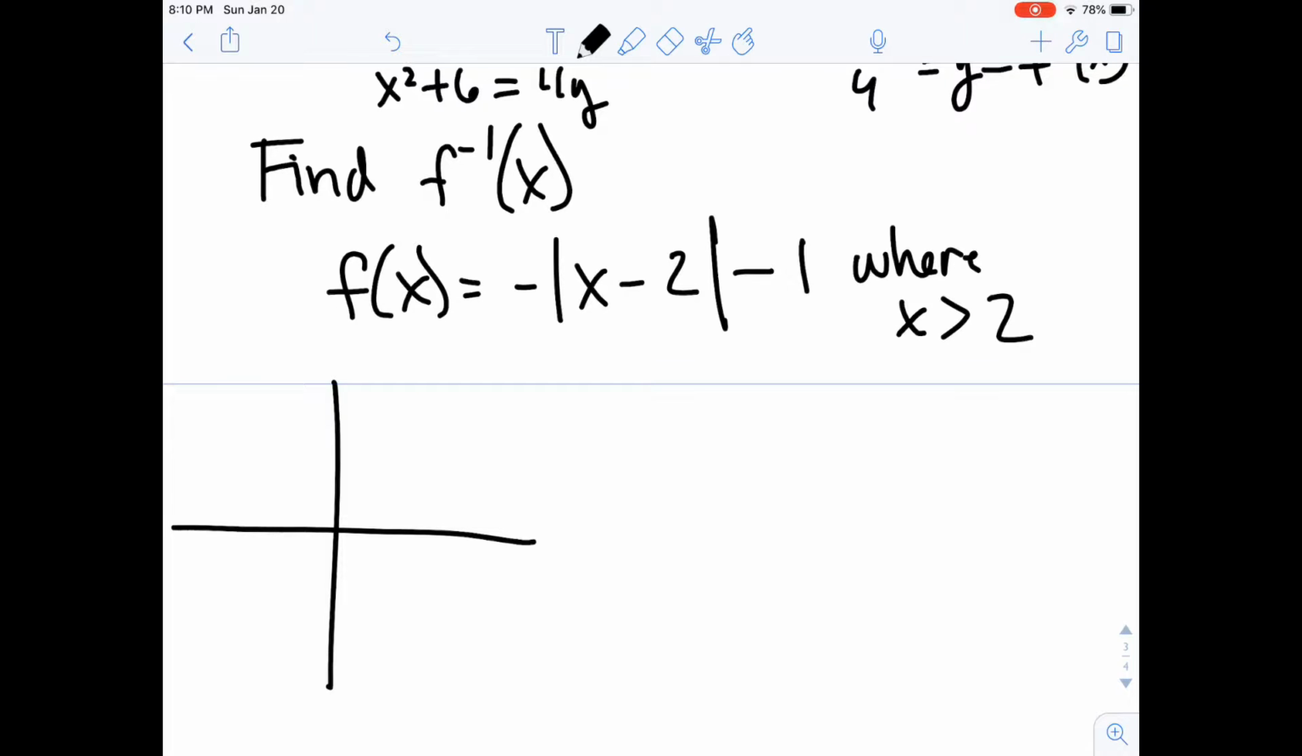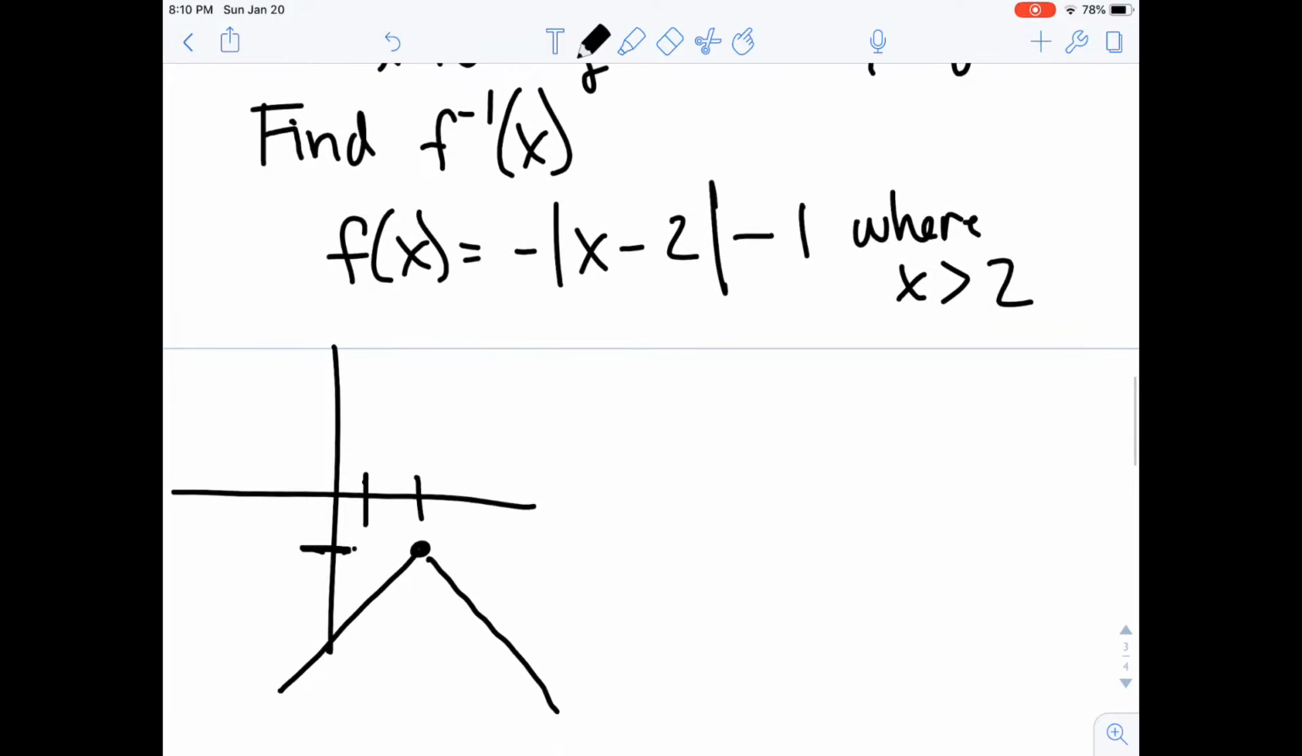So this graph has been shifted down 1 and to the right 2, and because it's negative, that means the arms are going down instead of up. So I've shifted to the right 2, down 1, and it's a negative. The graph of the absolute value is a negative V. Now, looking at this, if you go back to what I said at the beginning, this would fail the horizontal line test.